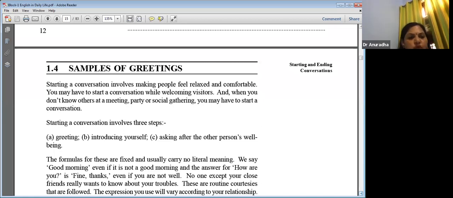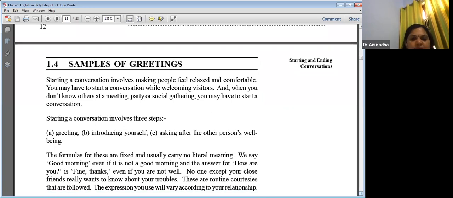And so you may have to start a conversation while welcoming visitors. First of all, you have to welcome them. And when you don't know others at a meeting, party or social gathering, you may have to start a conversation. तो अगर आप और किसको वहां जानते नहीं है तो क्या करेंगे आप? So there are some steps.